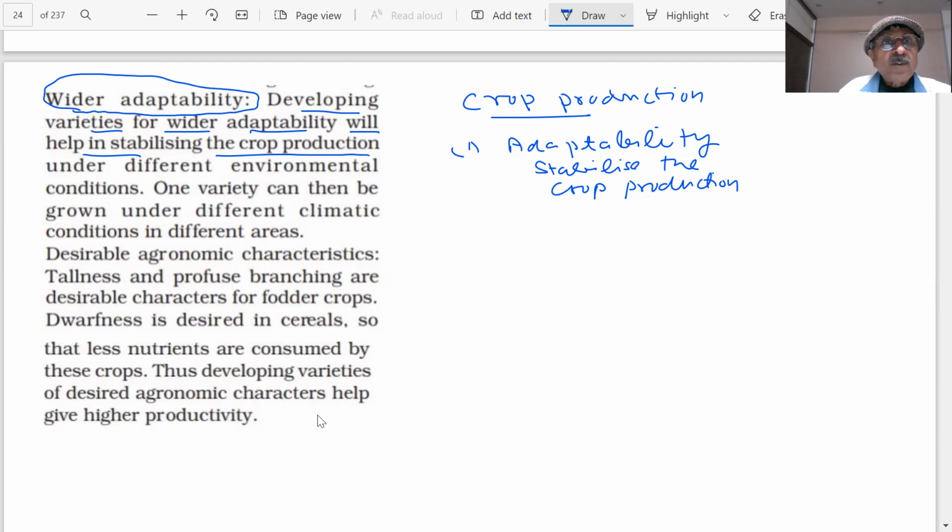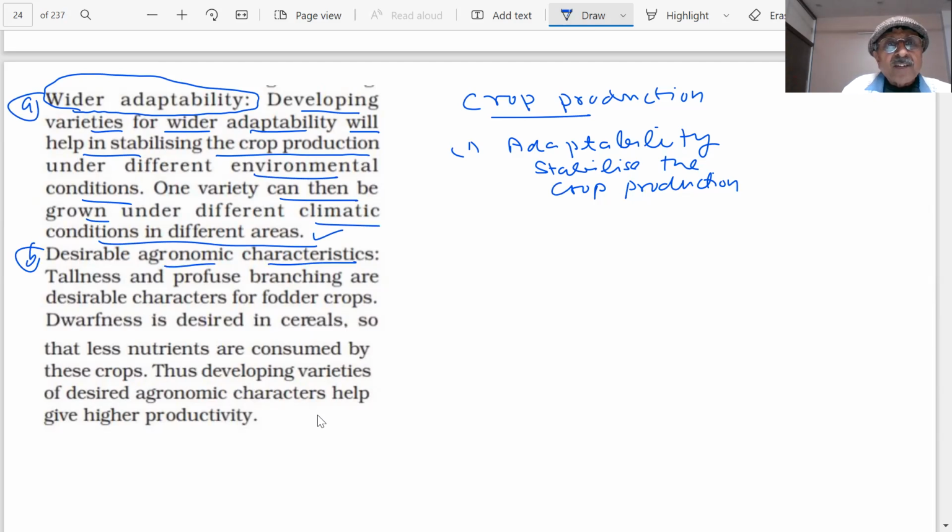So wider adaptability is very important under different environmental conditions. One variety can then be grown under different climatic conditions in different areas. So this has become very important.